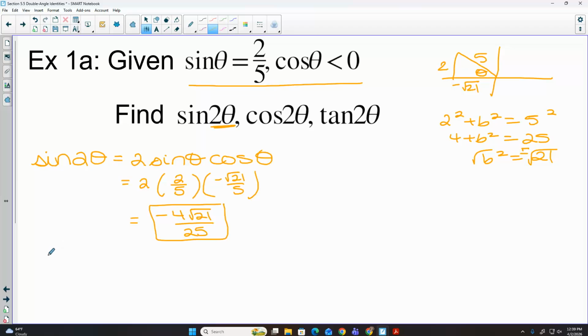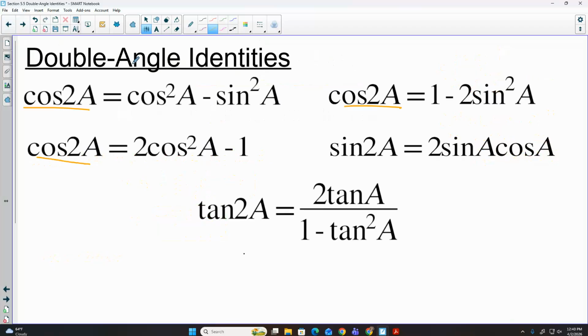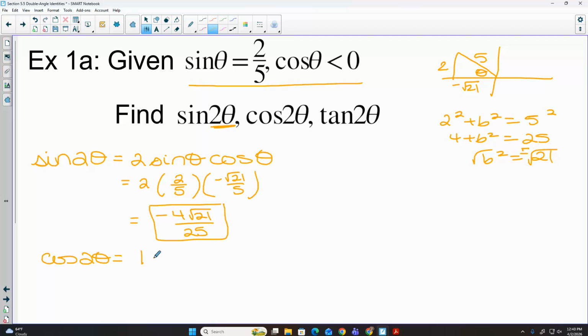All right, for cosine 2 theta. We have 3 formulas. It does not matter which of the 3 you use, you will get there. Now, the original problem gave us sine, so if I wanted, I could pick the formula that only has sine in it. If I did one of the others, I have to find cosine, but I already set up my triangle, so that's no problem. We've already done that. So you pick whichever one you want to use. I'll go with the 1 minus 2 sine squared theta.